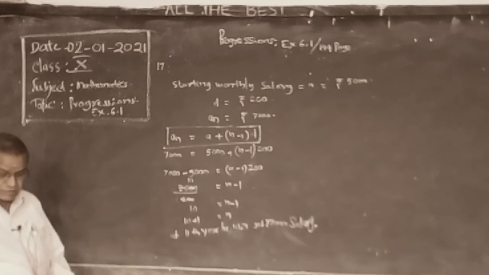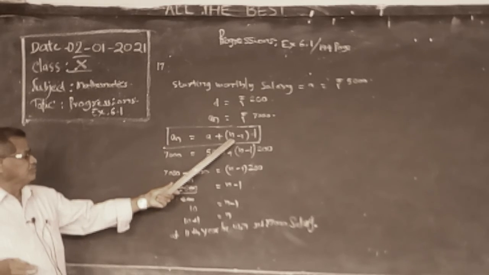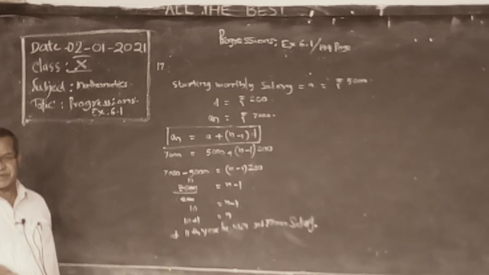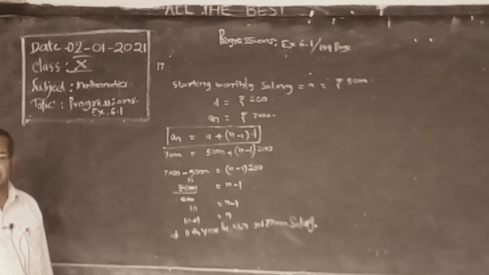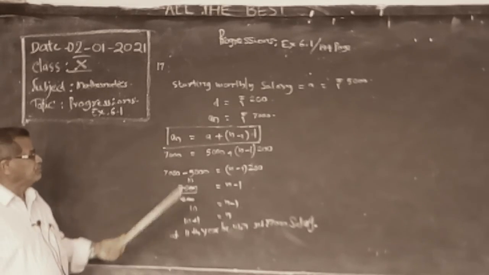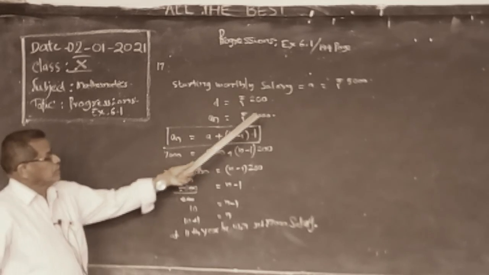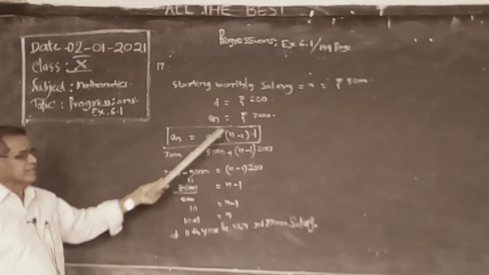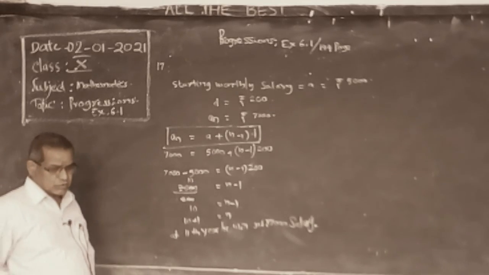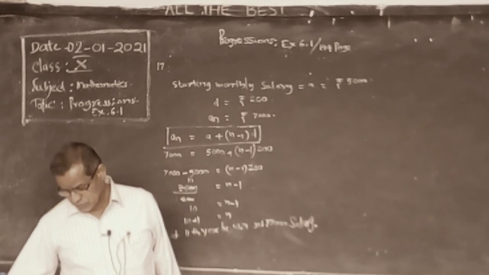There are 4 terms: nth term, first term, n, and this is D, the common difference. 1, 2, 3, 4. Among the 4 terms, always they will give 3. 1, 2, 3 given, the 4th we are finding. N we are finding. So this is the method. Please solve this exercise.